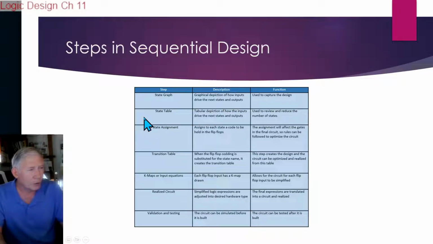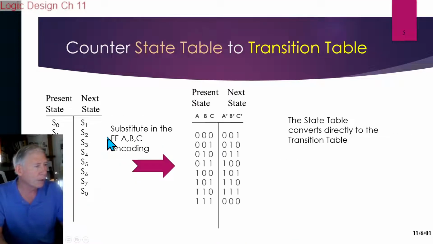We can turn that into our state table. We can substitute in our flip-flop state assignment, and that gives us our transition table. Now, from our transition table, we can do K-maps directly if we're doing D flip-flops, but if we're using T flip-flops, we're going to have to do things a little differently. So let's look at that.